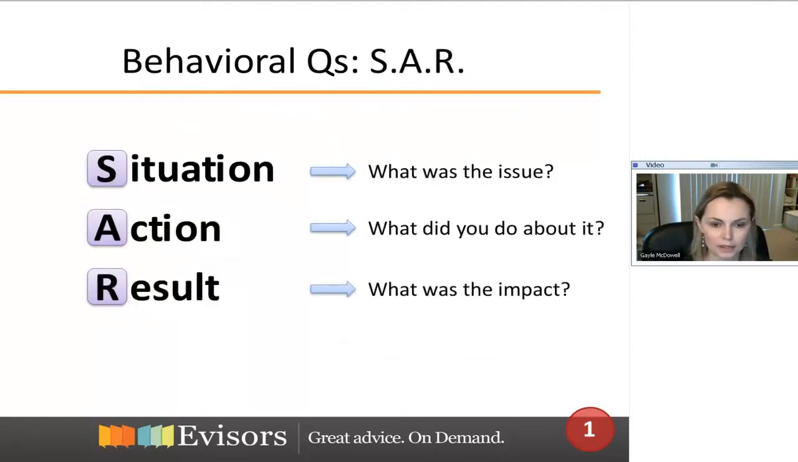And so think about when you give your answer, think about giving it in what's called the situation, action, result structure. So what was the situation? What was the action you took? And what was the result? So delivering in the structure can help you give a great answer that really highlights why your role was great there.